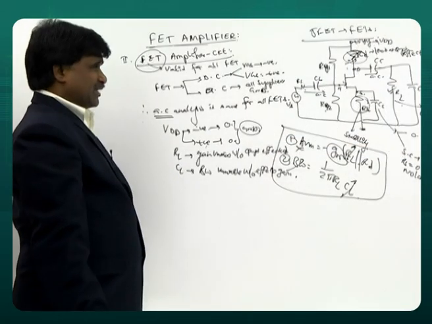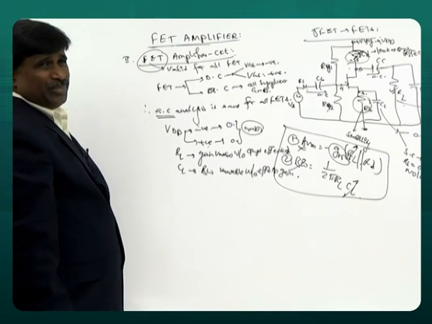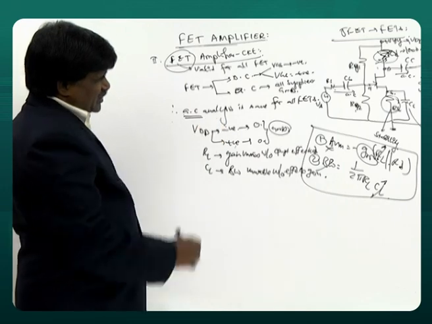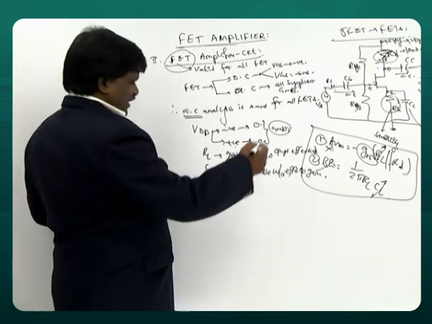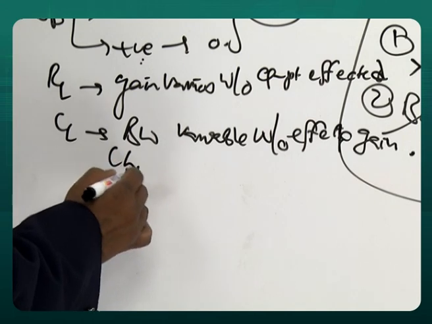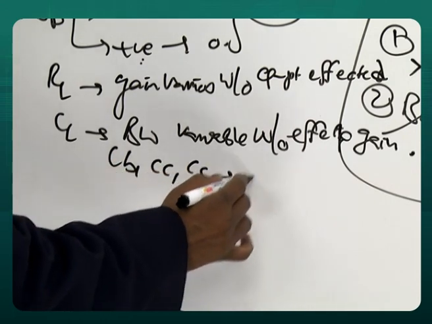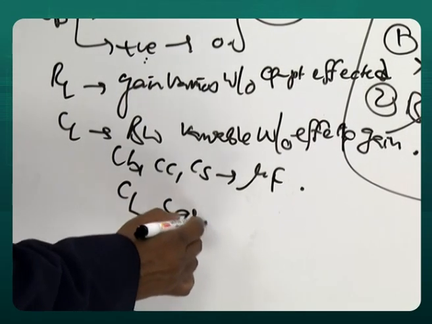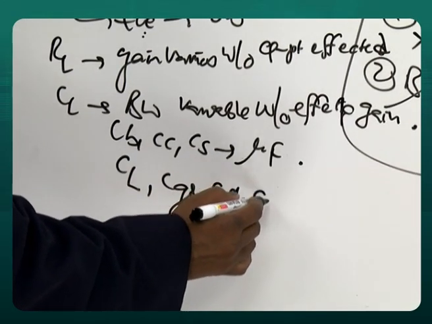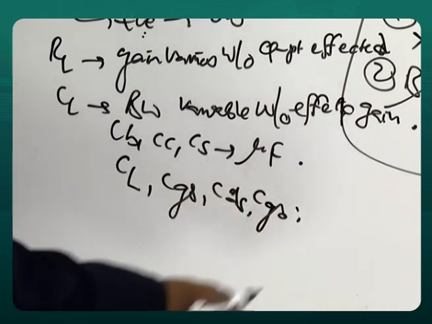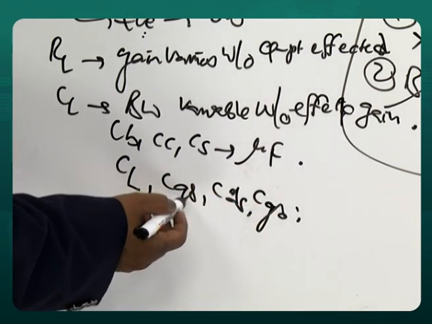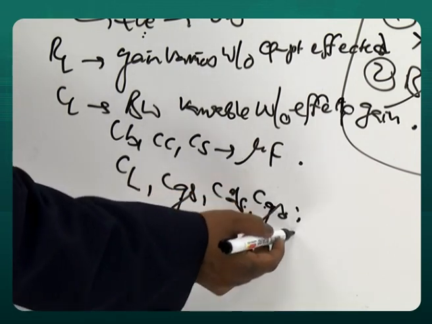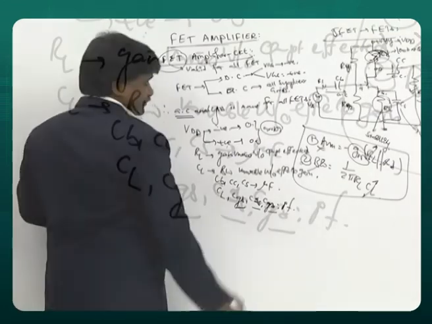That's the meaning of the second title called FET amplifier circuit. But if you see so many things there, so many capacitors, you have these capacitors called CB, CC, CS. They're all microfarad. And CL. Internally there are three capacitors, CDS, CGS, CGD. What are they? Gate to source capacitor, drain to source capacitor, gate to drain capacitor, they're all picofarad.